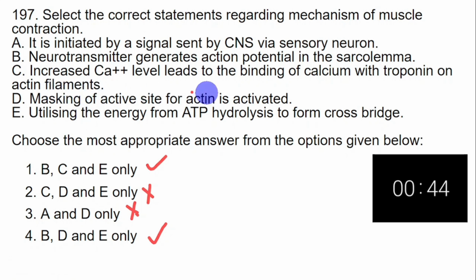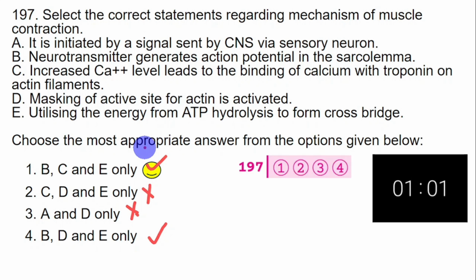Increased calcium level leads to the binding of calcium with troponin on actin filaments. This is correct. So let's rule out D. Masking of active site for actin is activated. This is a wrong statement. So confirmed answer is option 1. Mark it on OMR sheet. 197 is 1. And we are done with this question in 1 minute 5 seconds.